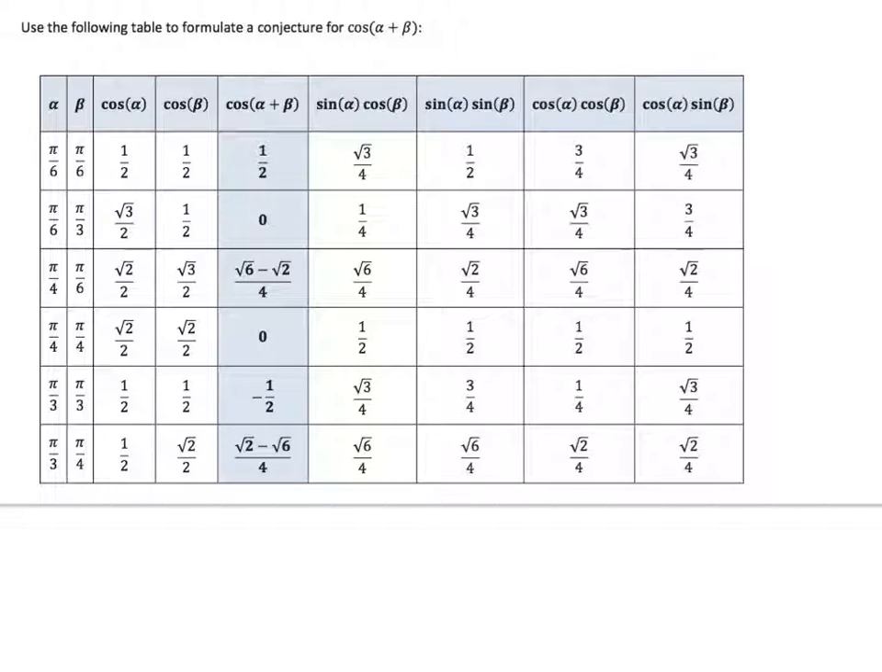Here we have the next table, which I copied onto the last page. See if you can formulate a conjecture for cosine of alpha plus beta. Okay, we're looking for 1/2. If I add, nope, that won't work. Erase. How about if I take this and subtract that? Nope, that won't work.